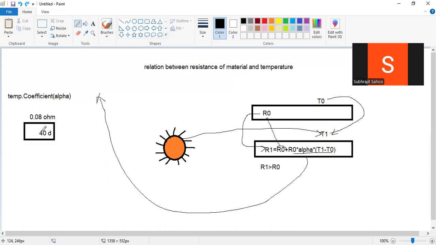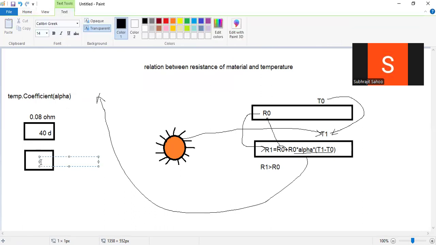What is the temperature of the material? 40 degrees. Can you measure the temperature? A thermometer is there, and with the help of a thermometer we can measure the temperature. So the temperature is 40 degrees, and at this moment the resistance of the material, you assume, is 0.08 ohm. Now see the second case. Same material. I increase the temperature from 40 to 41 degrees. Only 1 degree I raised.